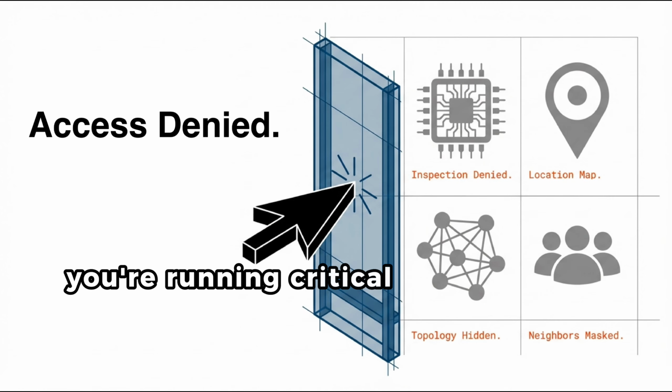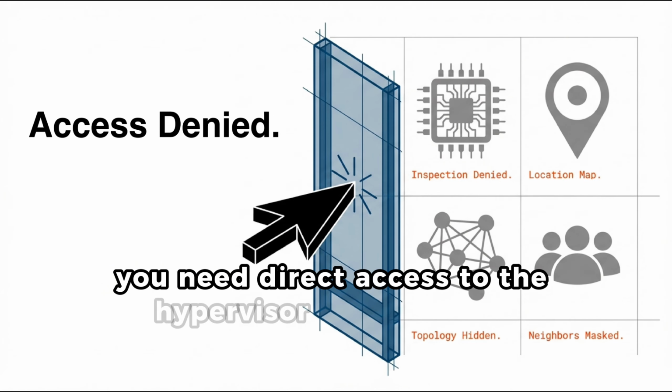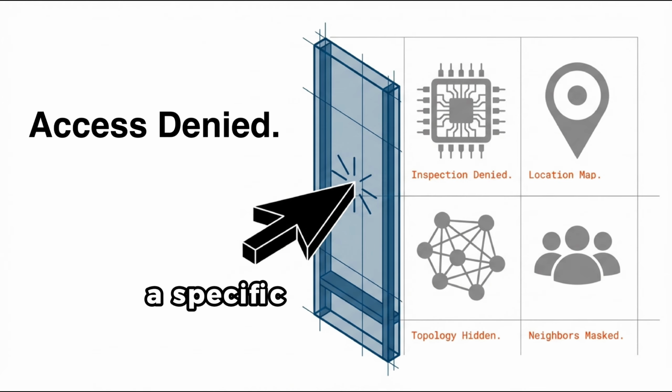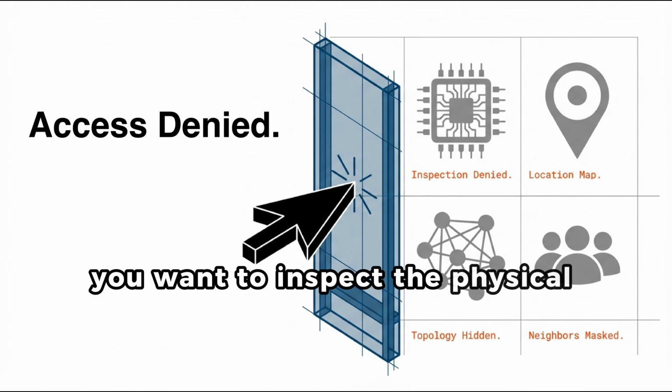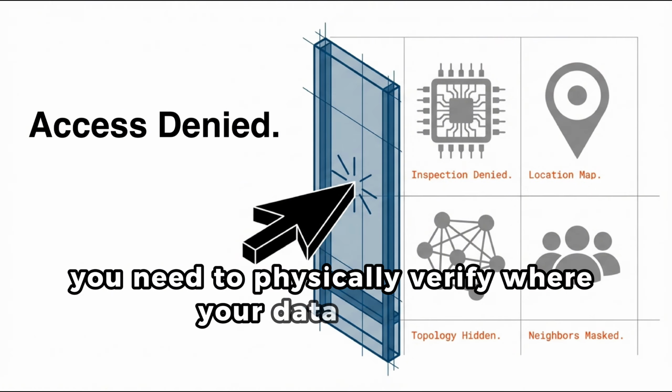You're running critical infrastructure on AWS. You need direct access to the hypervisor to implement a specific security control. Can't do it. You want to inspect the physical network topology to optimize routing. Not allowed.